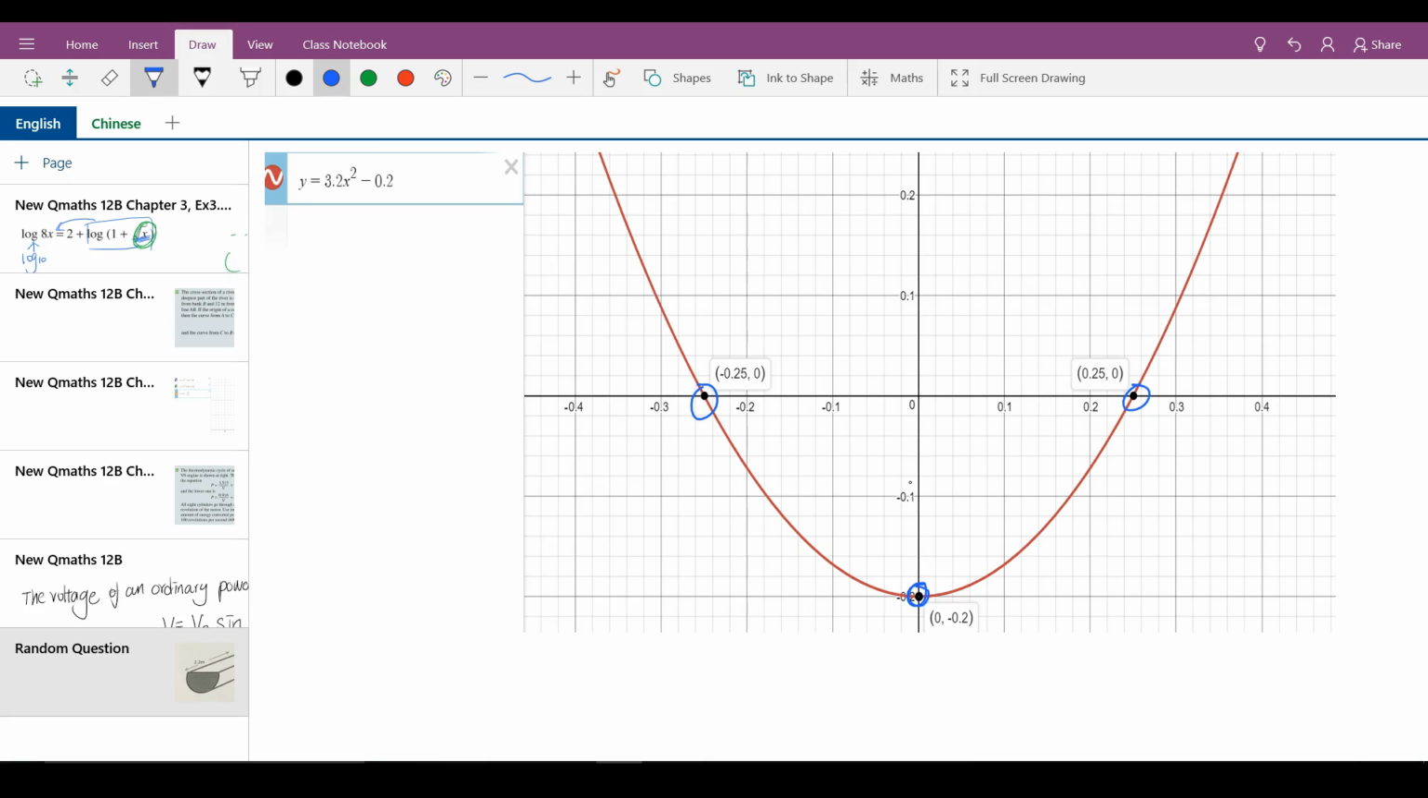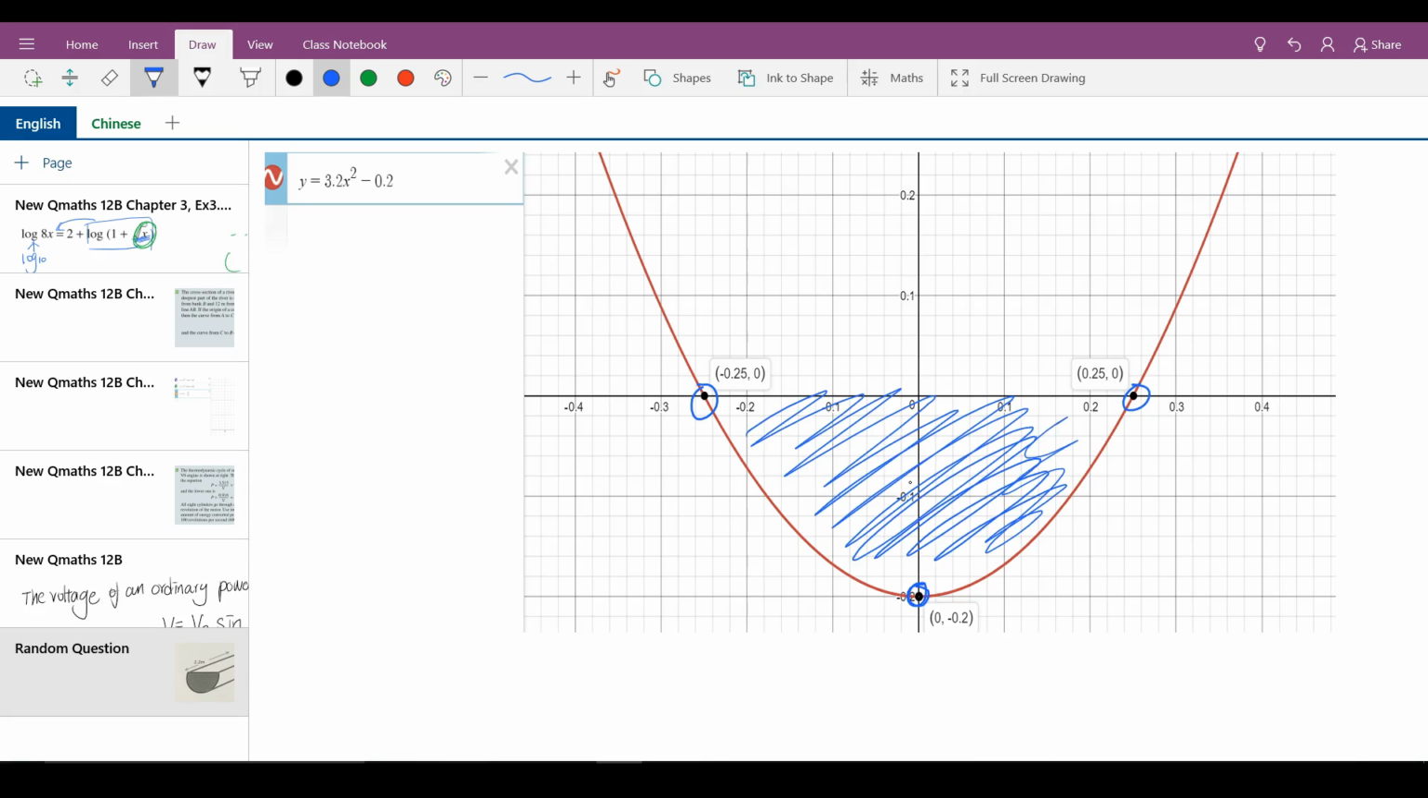So this is what we want, right? The next step is to find out the cross-sectional area, which is this, right? Now, of course, you can do that, but what I'm going to do is a little bit more lazy. I'm going to try to be lazy here.